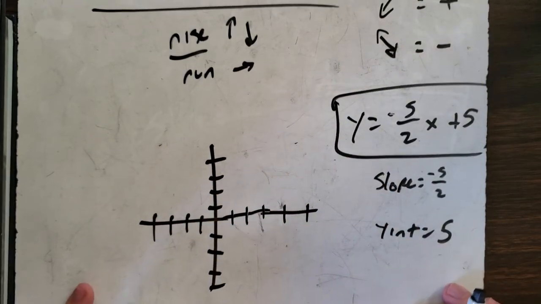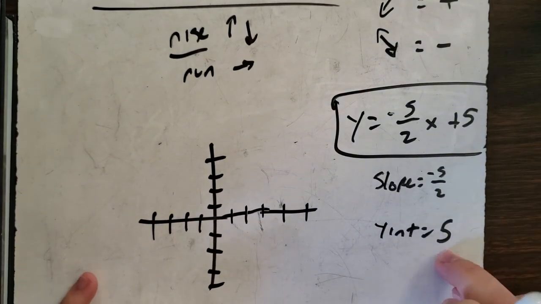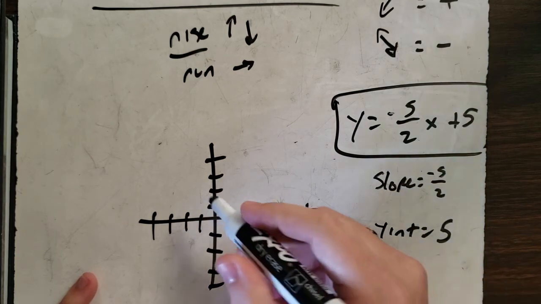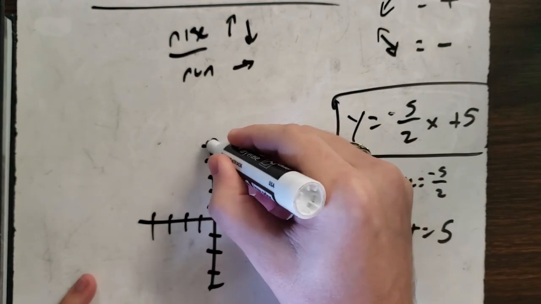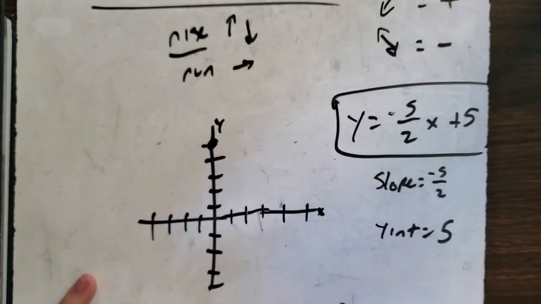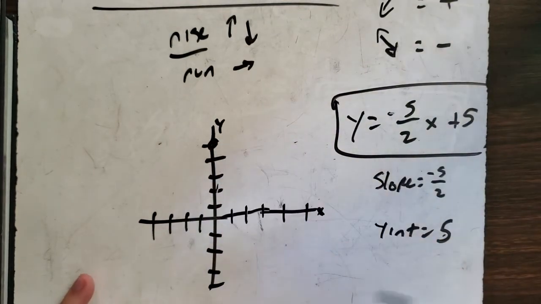Okay, so, first step, remember, y-intercept gets graphed first. Our y-intercept is at 5. It means it's positive, so it's 5. So 1, 2, 3, 4, 5 on our y-axis. That's where we start. 5 on the y.